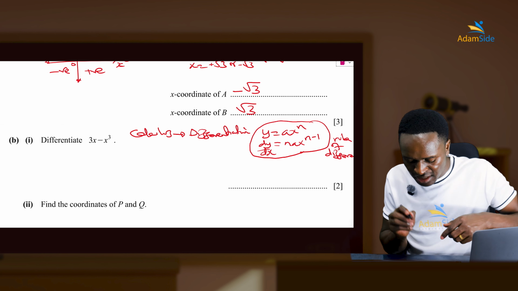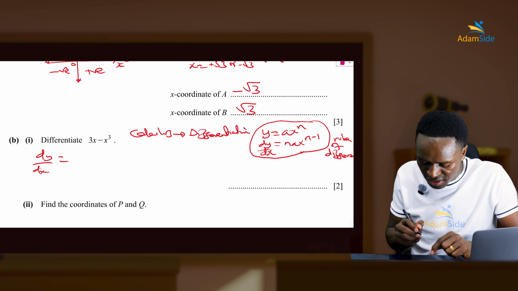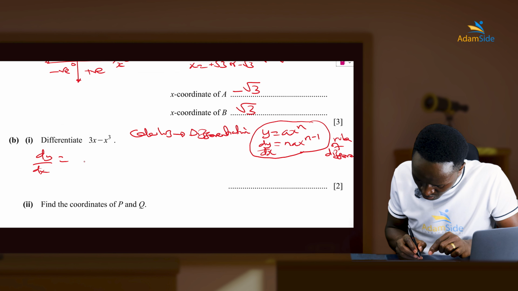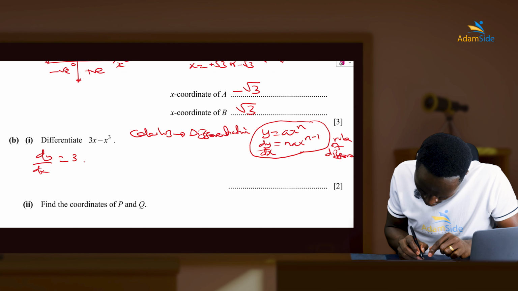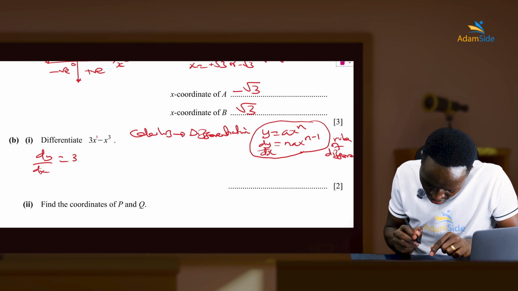So here, in other words, dy dx is equal to change of y over change of x. So we have 1 times 3, which is the power. The power here is 1, an invisible 1.